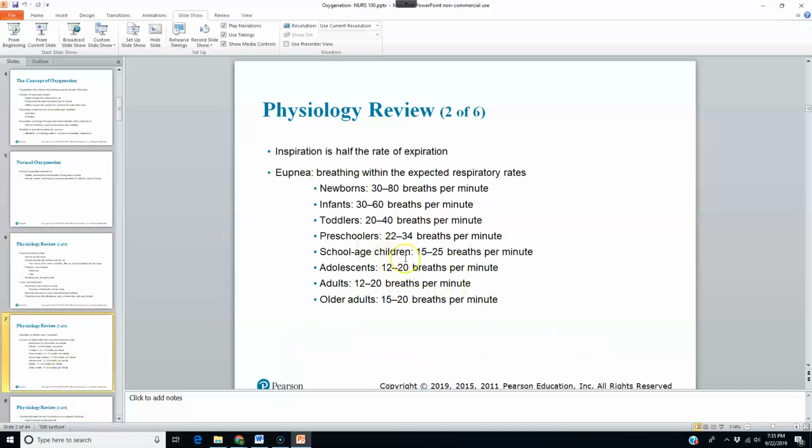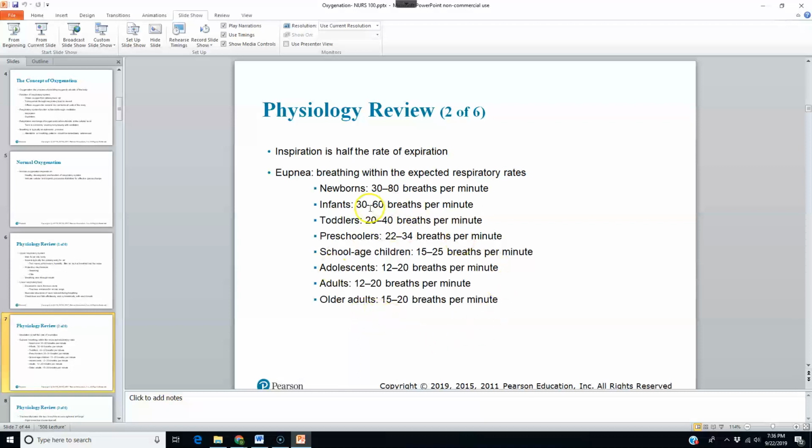So right here on the screen, when we talk about the term eupnea, that's breathing within the expected respiratory rates. And we have all these various age groups across the lifespan showing what we would see as a normal respiratory rate for those particular age groups. As you can see, newborns really do breathe a lot, 30 to 80 breaths per minute, infants 30 to 60, toddlers 20 to 40, preschoolers 22 to 34, and school-age kids 15 to 25, and then adolescents. We start seeing it slow down a little bit, where adolescents are 12 to 20, adults 12 to 20, and older adults are about 15 to 20.